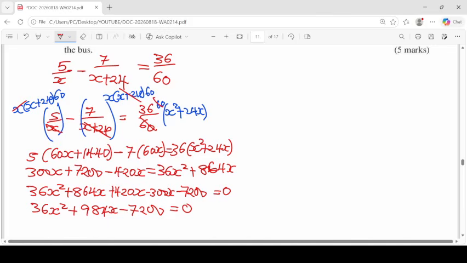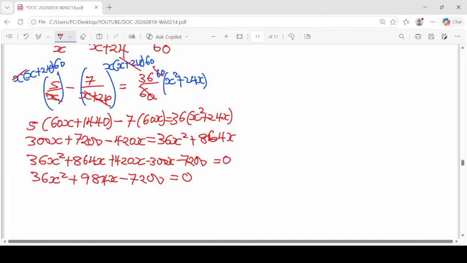So when we reach this particular case, what are we going to do? Let us see how we are going to reduce this. Let me try dividing this by 36. So this one I'm going to divide through by 12. When I divide through by 12, this will be 3x squared plus 82x minus 7200 divided by 12. This is 600.